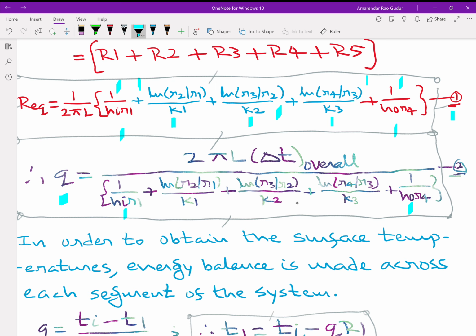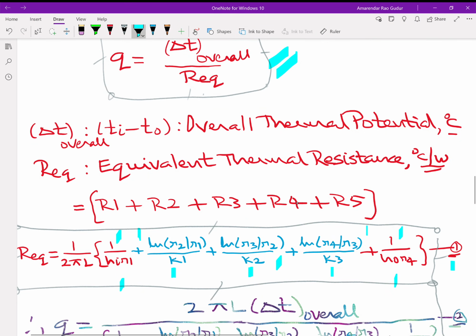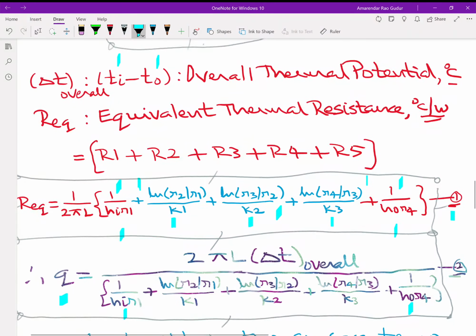If del T overall is negative, that is Ti is less than T0, you are going to get a negative result, indicating that the direction is opposite. The magnitude remains the same. We may note that in the process of getting Q, we are able to eliminate surface temperatures. Del T overall is enough for us, and del T overall simply indicates Ti minus T0. Both of them are available to us. Therefore, Q can be calculated without the knowledge of the surface temperatures.